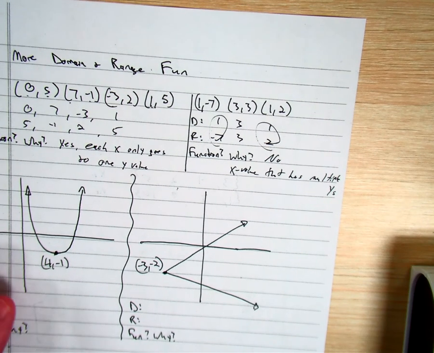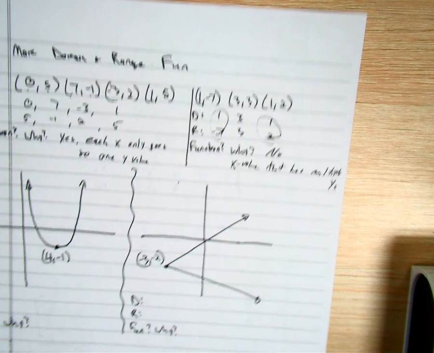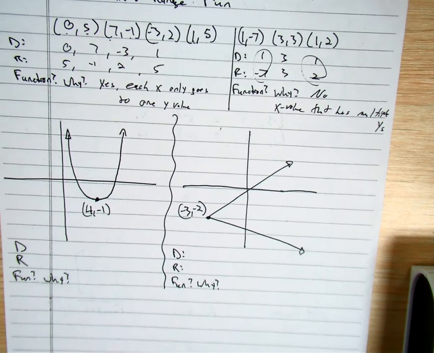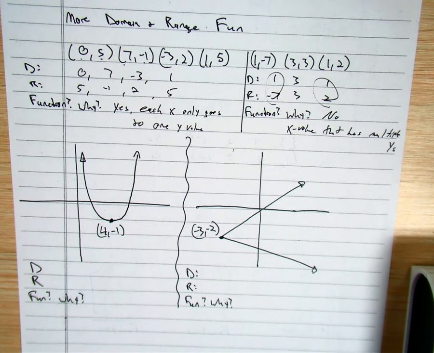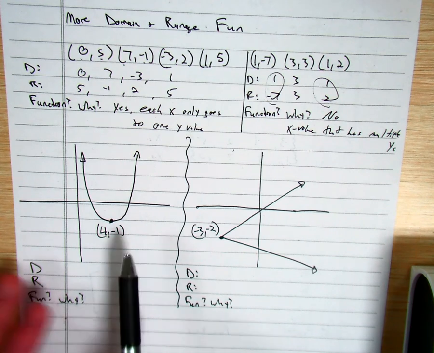Okay, and some visual representations here. Now we've got a different way to think about domain and range. We have a parabola. Its vertex, or the bottom point here, is (4, -1).